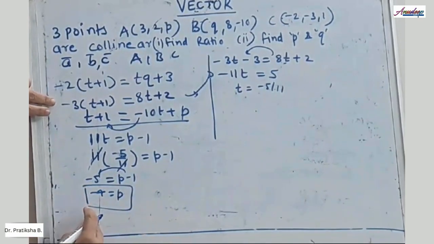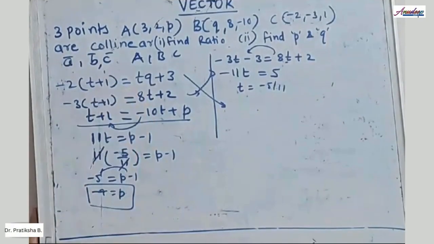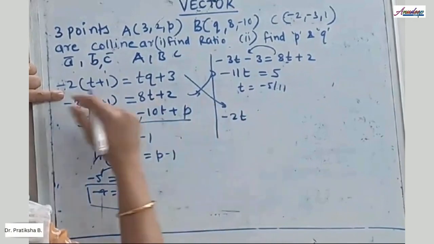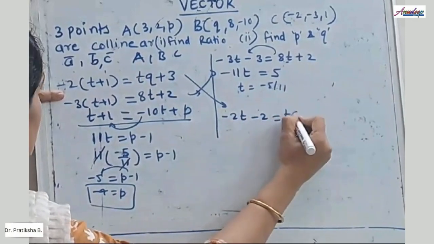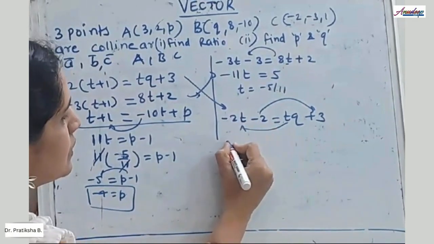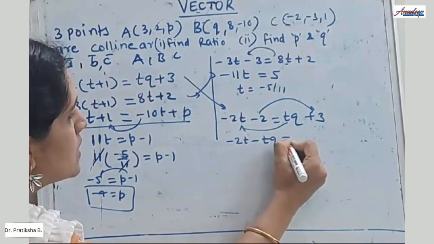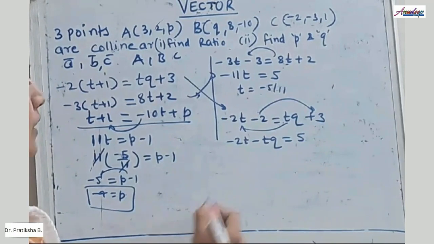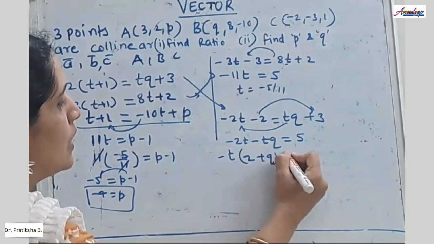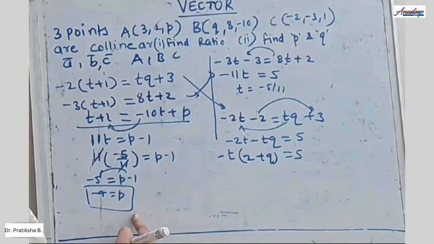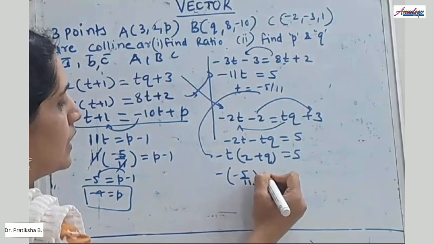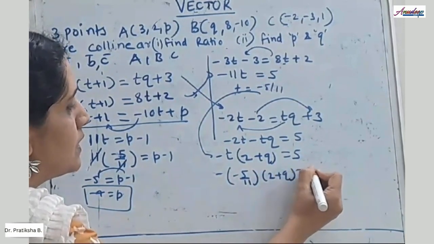Now we need to find out the value of Q here. So let us simplify the first equation to get the value of Q. So we get minus 2T minus 2 is equal to TQ plus 3. That means if I take T common here, it will be minus 2T minus TQ is equal to 5. Or if I take minus T outside, I get 2 plus Q equal to 5. Now let us substitute the value of T that we have obtained here. So it is minus of minus 5 by 11, 2 plus Q is equal to 5.